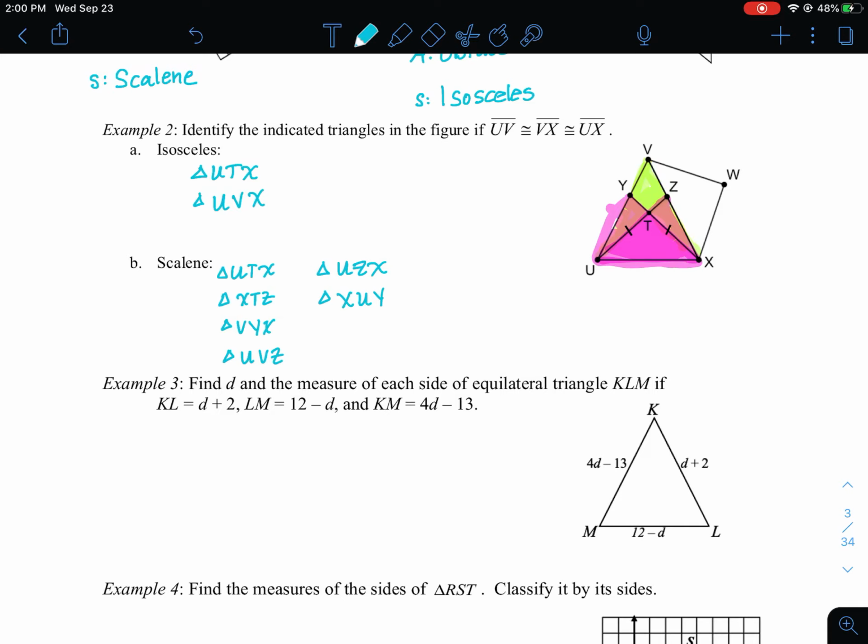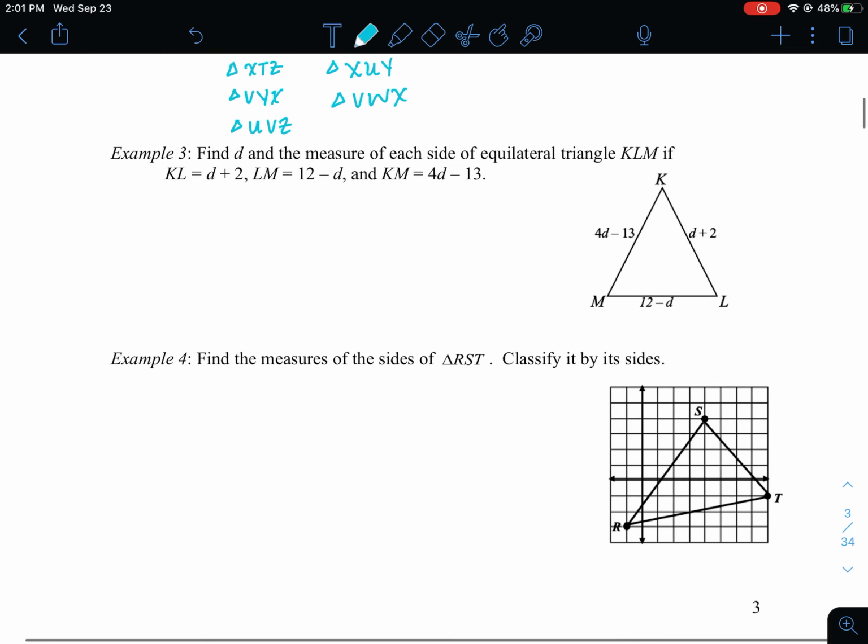And then I'm pretty sure we just have one more, and that is going to be VWX. I am almost certain that is all of them. All right, if you find any more, don't hesitate to let me know. But it's like those fun puzzles where how many triangles are in this figure.